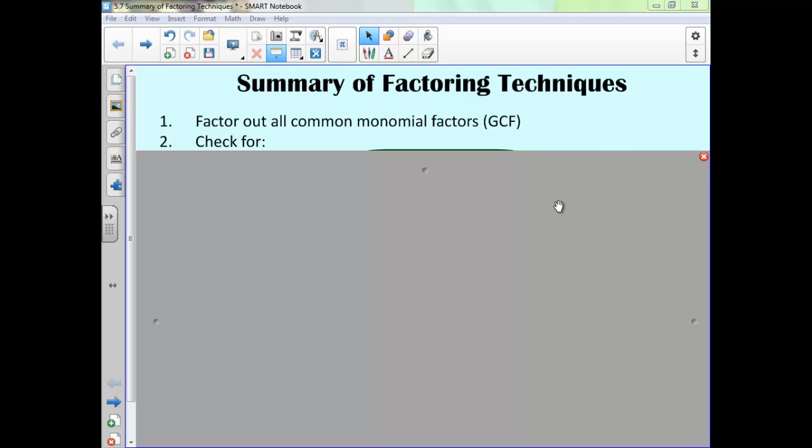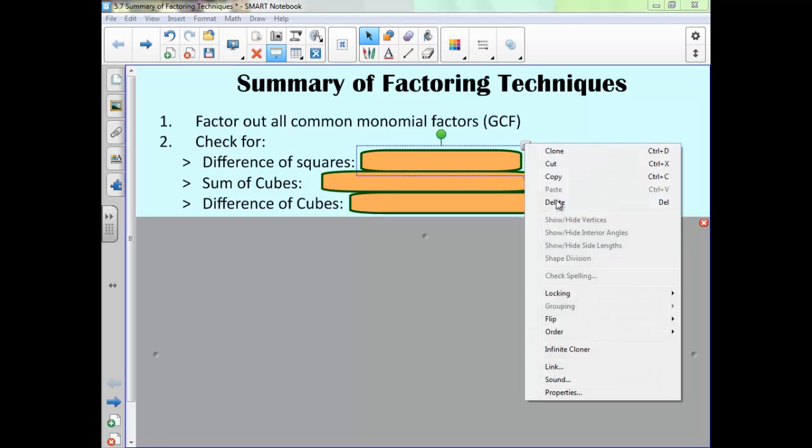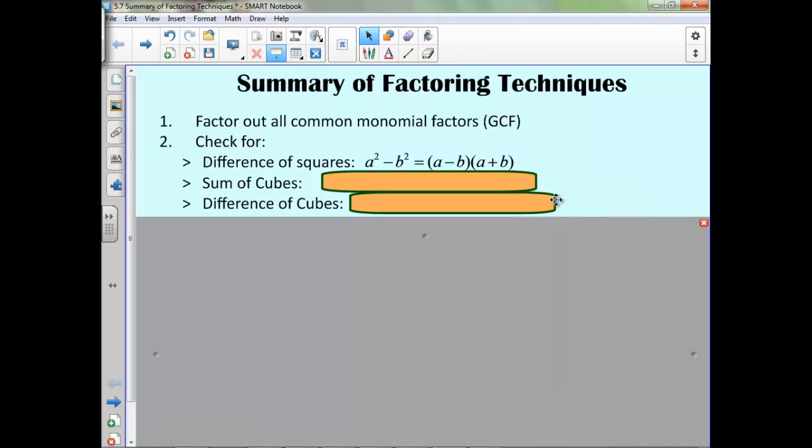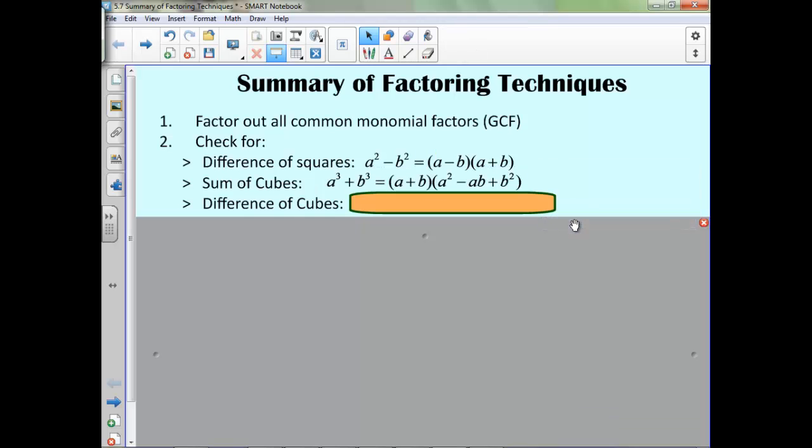Second thing, you want to see if there's any of these special cases. We could have a difference of squares, in which case our pattern would be that. You could have a sum of cubes following this pattern, or a difference of cubes, which would follow this pattern.